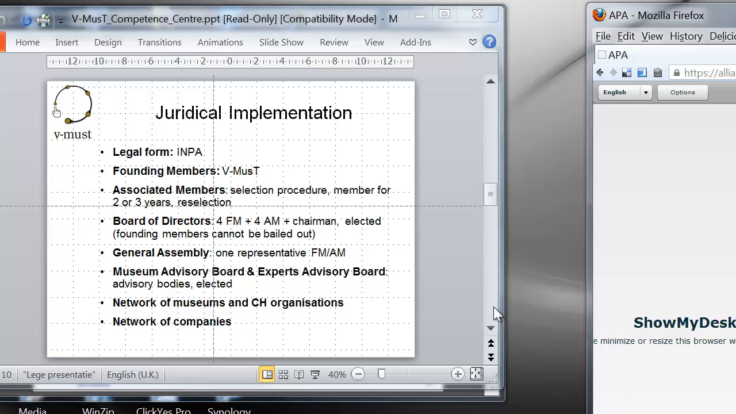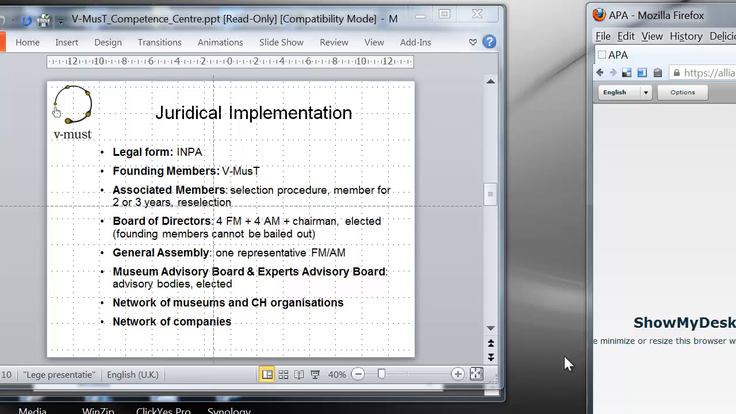So how is this managed? This is managed by a board of directors and a General Assembly with representatives from the founding members and from the associated members. Of course, in what we are doing and how we're doing it, we want advice. So at this moment in VMUST, we already have a museum advisory board and an experts advisory board. Experts is more about the technology. We will continue those two bodies on giving us advice on a general approach, on the general way we do things. They will be regularly elected, as we do today.